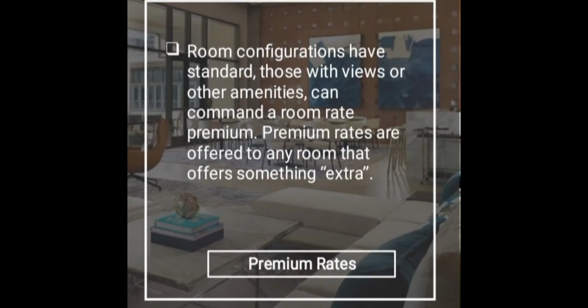So next is the premium rates. Premium rates are for room configurations beyond standard, those with views or other amenities, which command a room rate premium. So premium rates are offered to any room that offers something extra. The premium hotels have a few additional facilities over standard hotels, such as spacious rooms, better services, and additional amenities.